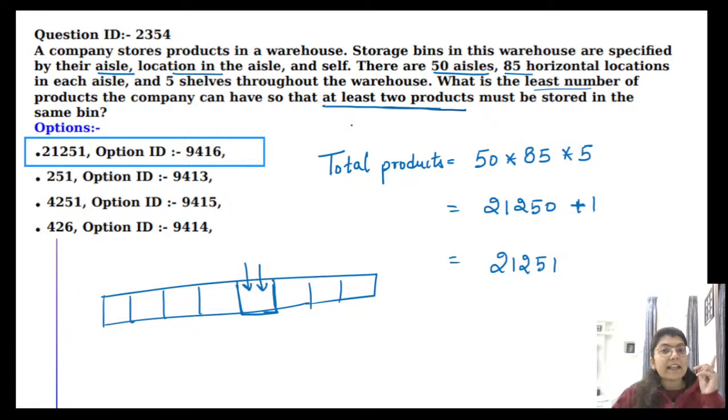And with this they are adding two conditions over here. First condition is at least two products must be stored in same bin, and second condition is least number of products. तो हमें ये ध्यान रखना है कि दो products तो एक bin में add हो, but जो number of products हो वो least ही रहे. So the best option is to add one to it. तो one add करने से क्या होगा? One add करने से least number भी रहेंगे, मतलब सिर्फ एक आपका product increase हुआ, और आपकी ये वाली condition कि at least two products must be stored in same bin, वो वाली condition भी fulfill हो जाएगी. So that is why we have added one to this question.